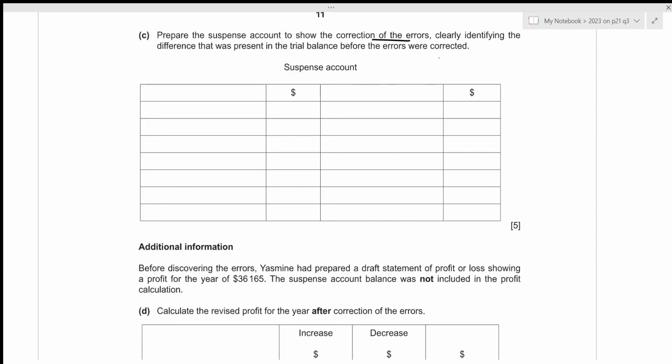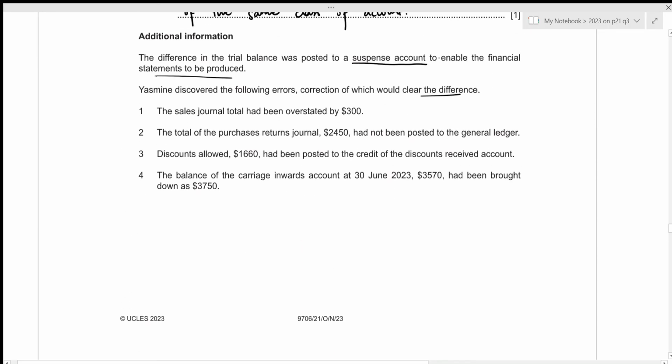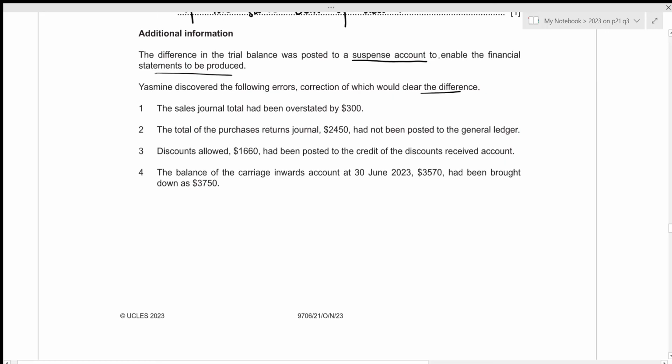Okay, and the easiest way to prepare a suspense account would be to first rectify these errors within the trial balance itself, and whatever posting that we do on the trial balance, if the posting is made on the debit side, then within the suspense account it will go towards the opposite side. So that will be entered within the credit side, because that is the rule of ledger accounts.